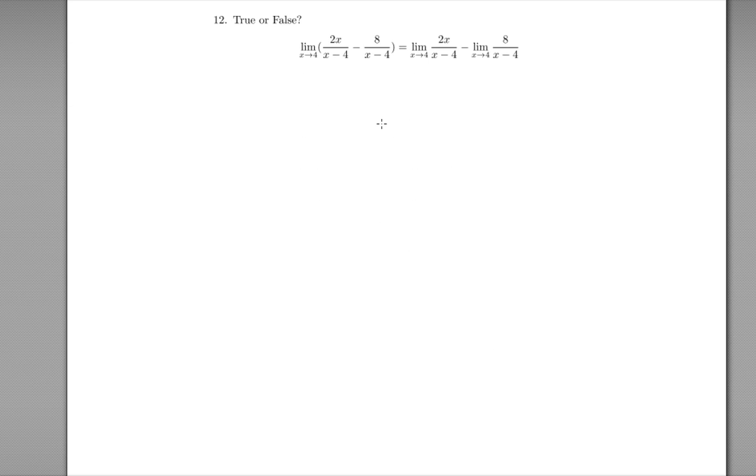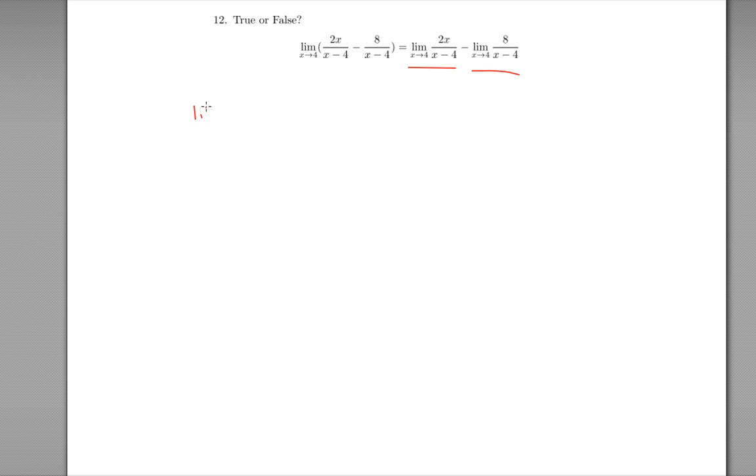True or false? You have the limit as x goes to 4 of these two pieces equals the limits of the two pieces separately. So what about this? This is a situation where one would be inclined to use the limit laws. And the limit laws certainly say that we can separate things. But remember what I said about the limit laws before. You can only separate things when these two limits exist.